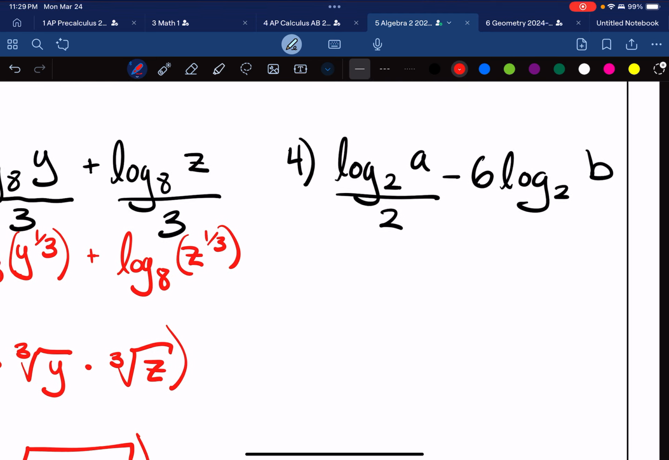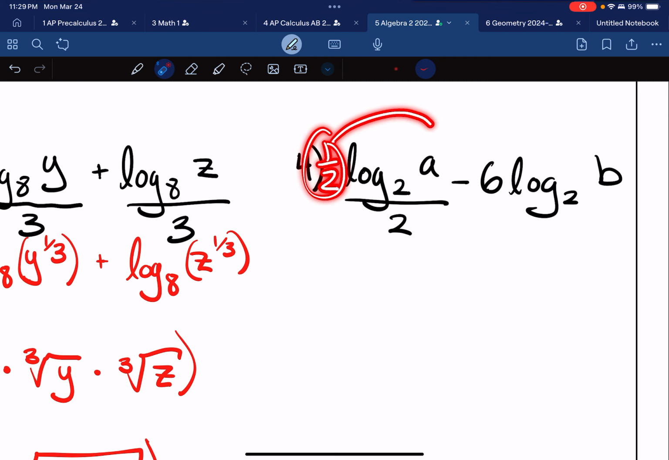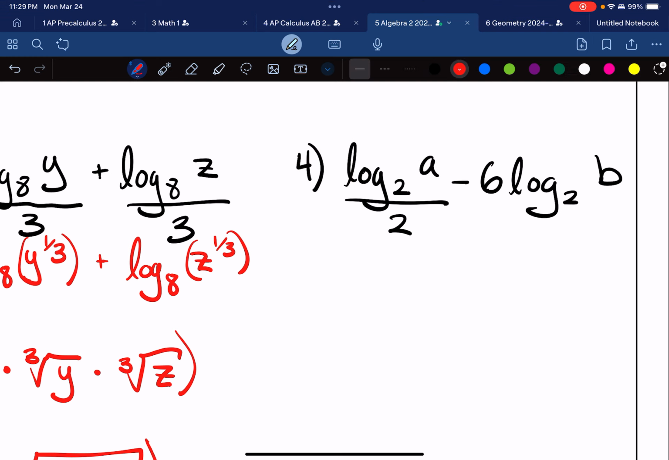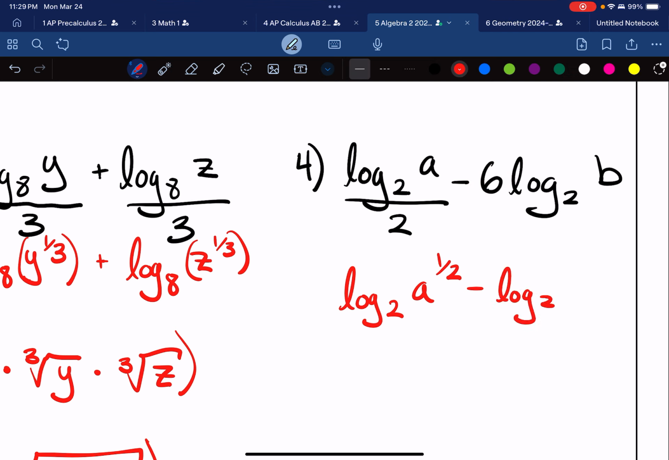And our final example, number 4. Again, I have divided by 2, which is the same thing as putting a 1/2 out in the front. So this 1/2 is going to come and live up here as a power. So this is really going to be a to the power of 1/2. So I'm going to come here and say this is log base 2 of a to the power of 1/2 minus, and then again, this 6 is going to live up here as a power. And this is going to be log base 2 of b to the power of 6.